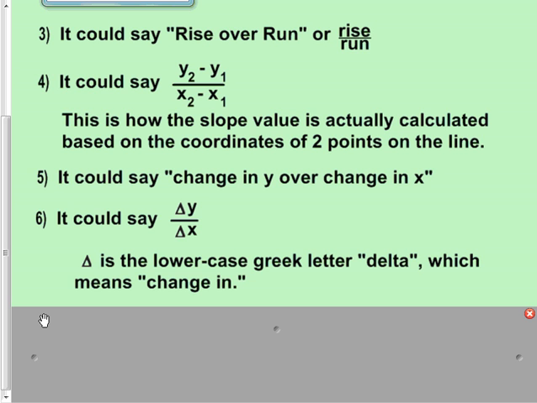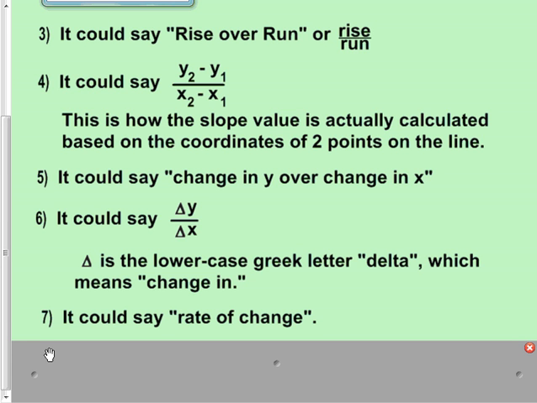These Greek alphabet letters have mathematical meanings assigned to them, and the meaning assigned to this little triangle, delta, is change. So this actually says change in y over change in x. Well, look back at the language on number 5. Exactly the same: change in y over change in x, and that's exactly what number 4 says in formula form as well. So 4, 5, and 6 are all identical, even though they look very different.